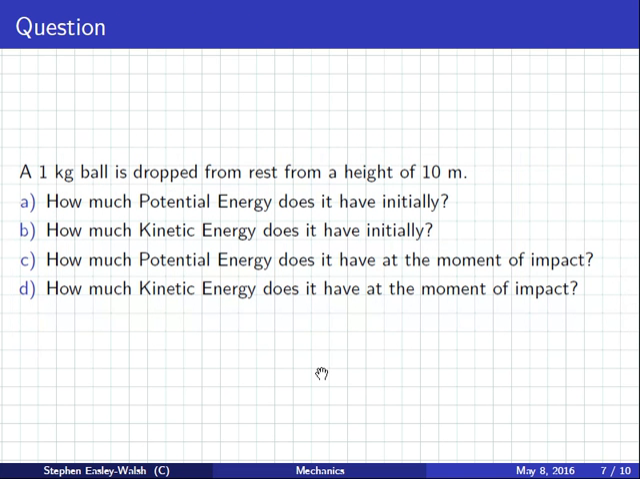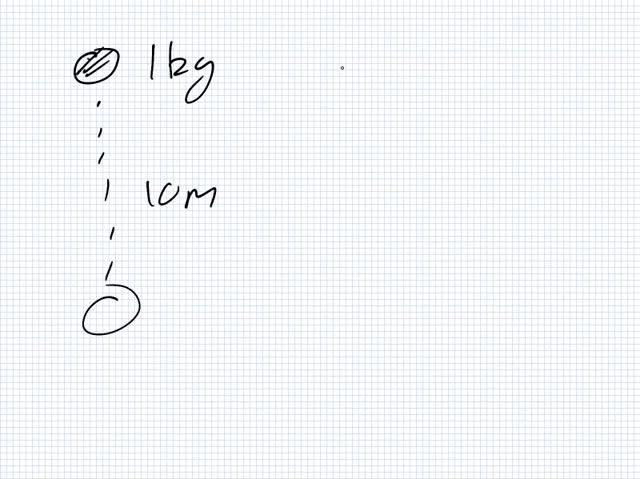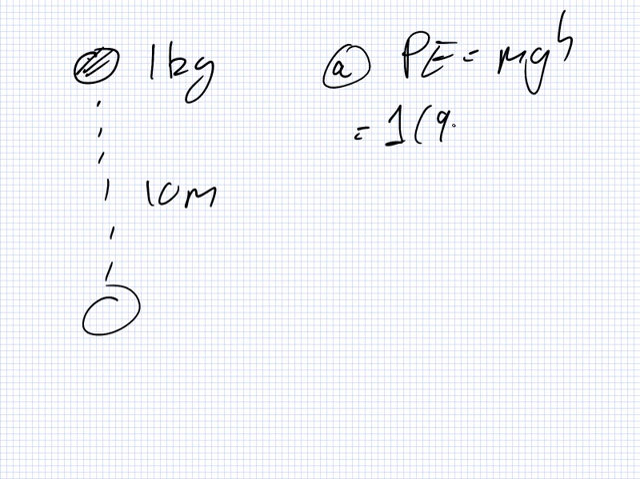Let's have a look at an example. We'll do this together. A 1 kilogram ball is dropped from rest from a height of 10 meters. How much potential energy does it have at the start? So what's the answer for that? MGH. So you have 1 kg and it's dropped 10 meters. So part A is what's the potential energy at the top. As you said, that's MGH, which would be 1 times 9.81 times 10, which is 98.1 joules.